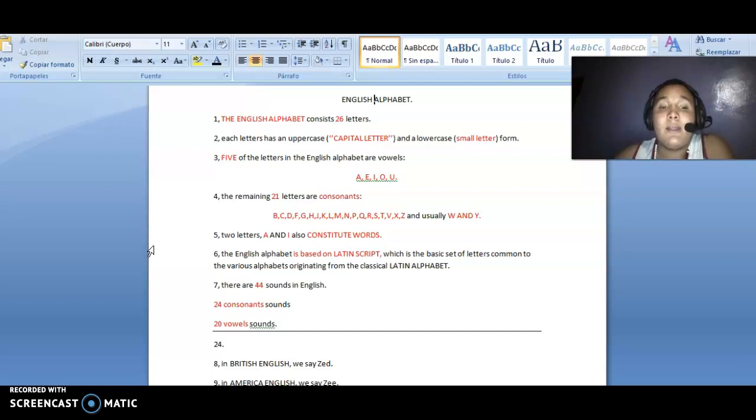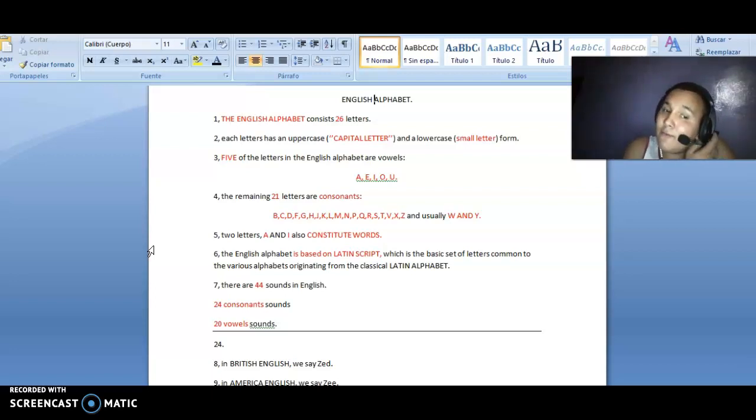Six, the English alphabet is based on the Latin script, which is the base of the set of letters used in many alphabets, for example Spanish, German, French, and English. The alphabet originally comes from the classical Latin alphabet.